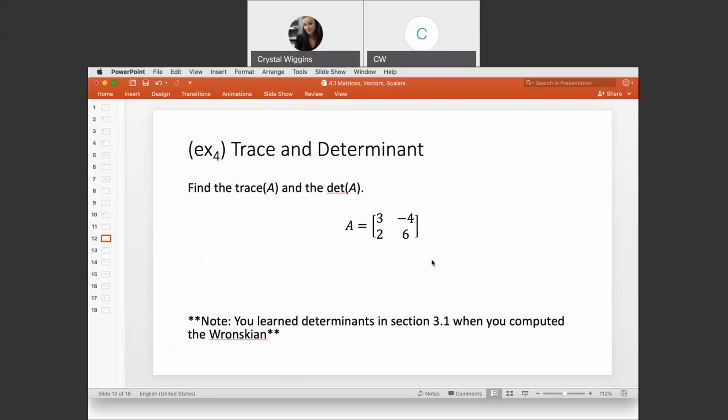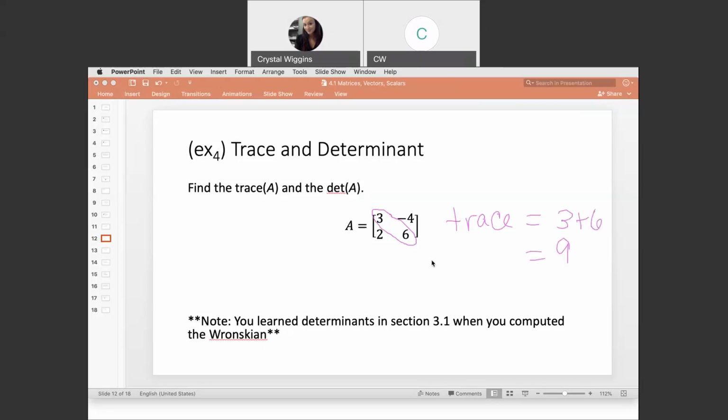So our trace is adding. If we look at this diagonal and we add the elements, our trace is 3 plus 6, which is 9. Now, we have no idea what that means right now. We will work on interpreting, but right now we're just working on the basics so that when we get to the section where we're interpreting, we are comfortable with how to find these numbers.